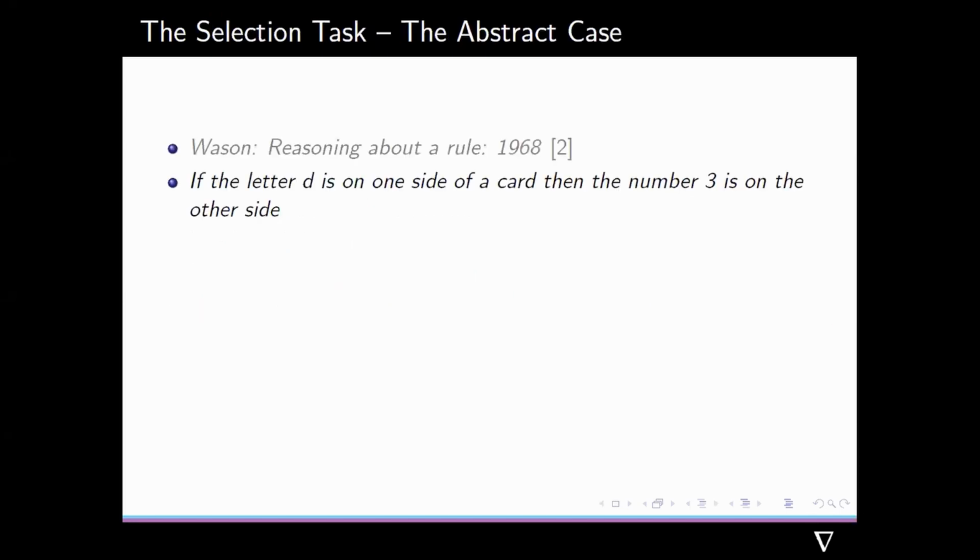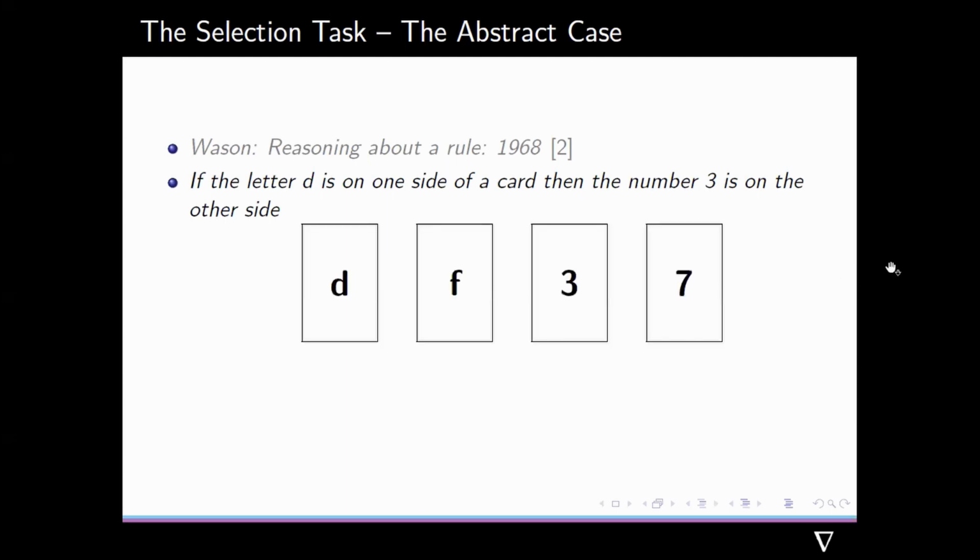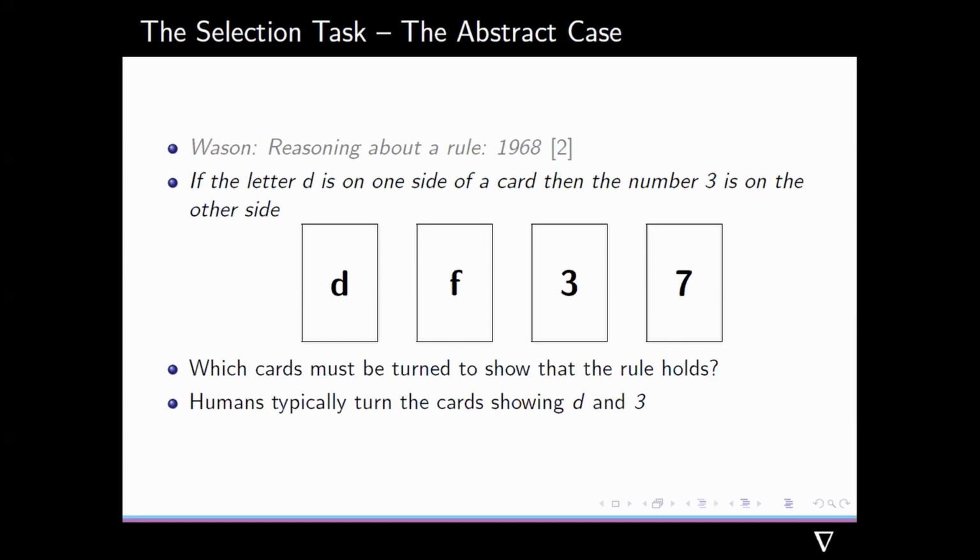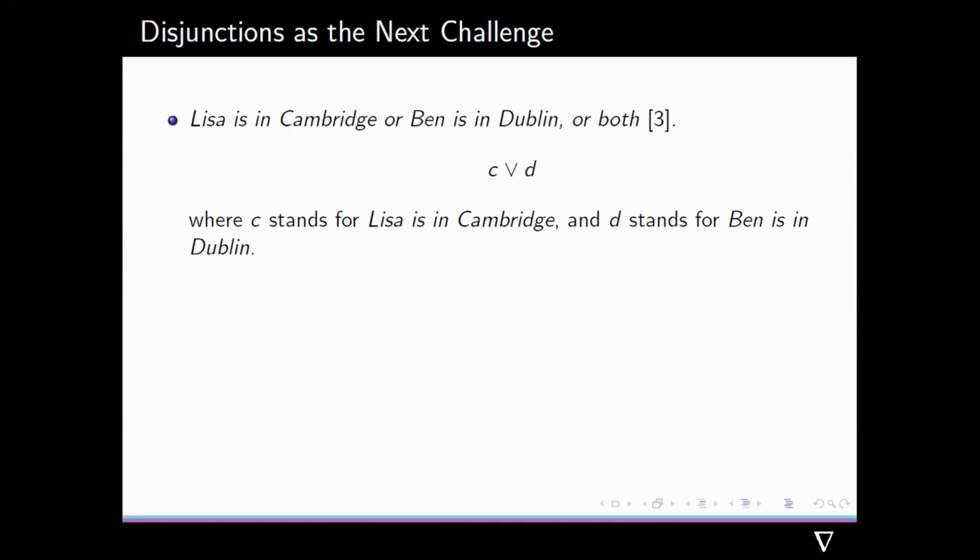The selection task is a famous psychological experiment where human reasoners were given the rule: if the letter D is on one side of a card, then the number 3 is on the other side. Then they were presented 4 cards, and asked which cards must be turned to show that the rule holds. And typically, humans choose the cards with D and 3, and the weak completion semantics can already predict that. And so far, the weak completion semantics only handles conditional statements.